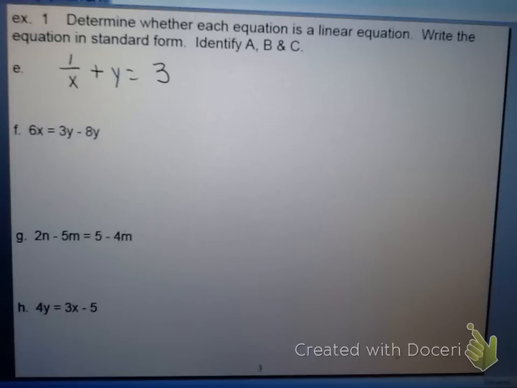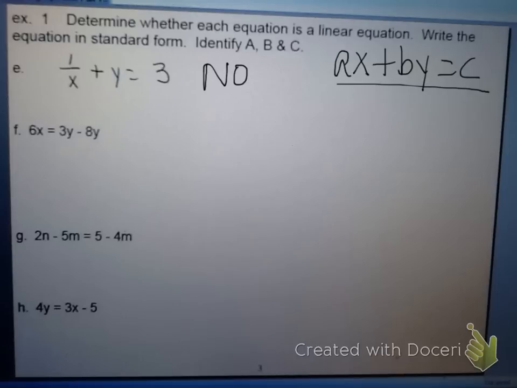Okay, same directions. Example E, 1 over x plus y equals 3. Is that a linear equation? And it is not. Again, standard form. You have to memorize this, so you might need to write that several times. And because the x is in the denominator, it would not make it a linear equation. So the answer is no because of the 1 over x.